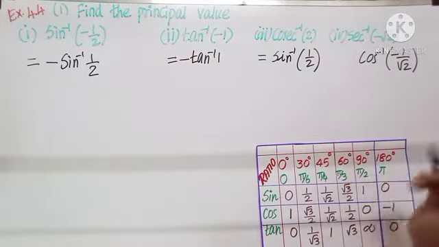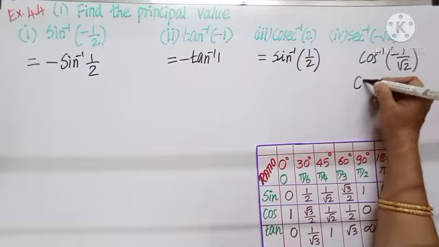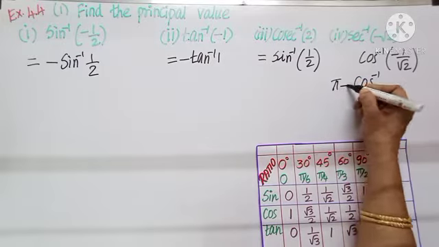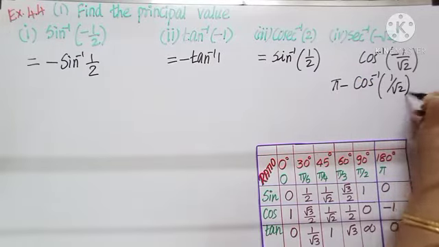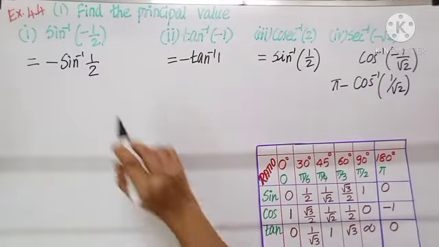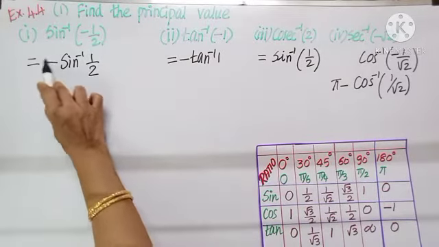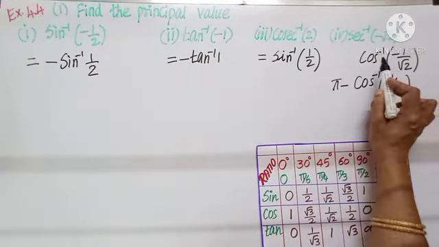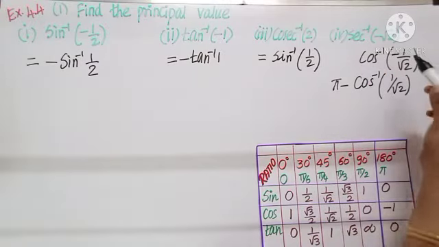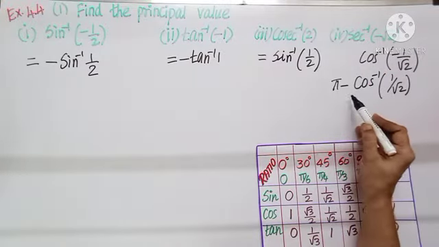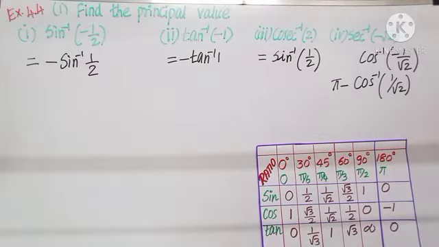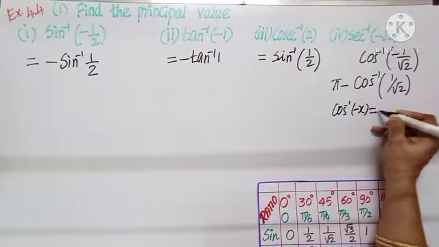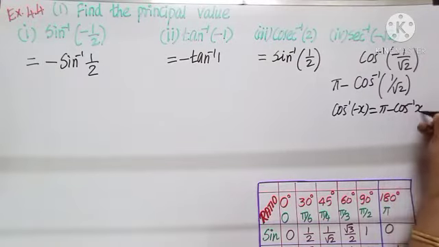Here it is cos inverse. So cos inverse, how will I write it? Whenever it is negative angle, pi minus cos inverse 1 by root 2. Remember the formula. Sine inverse minus comes, bring minus out. Tan inverse minus comes, bring minus out. In cos inverse or secant inverse, minus symbol tells me pi minus cos inverse of 1 by root 2. So cos inverse, we will write the formula: cos inverse minus x is pi minus cos inverse x.